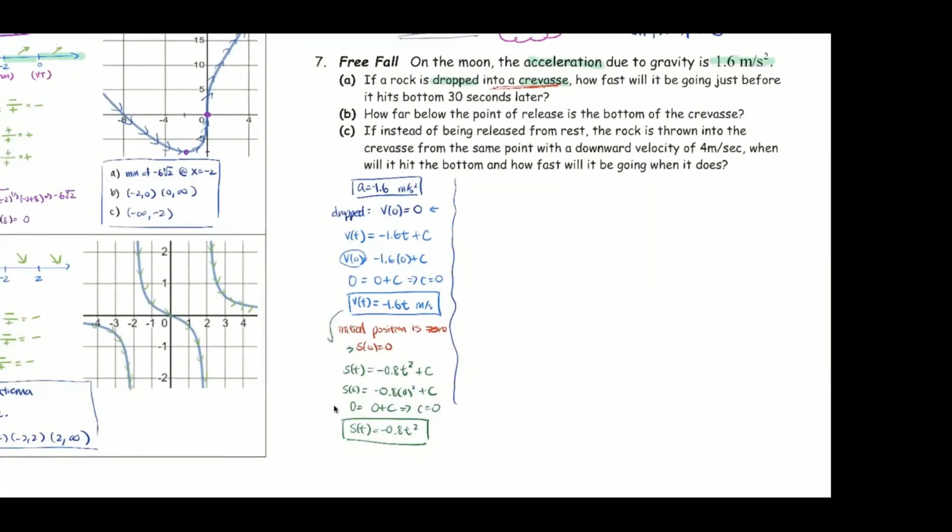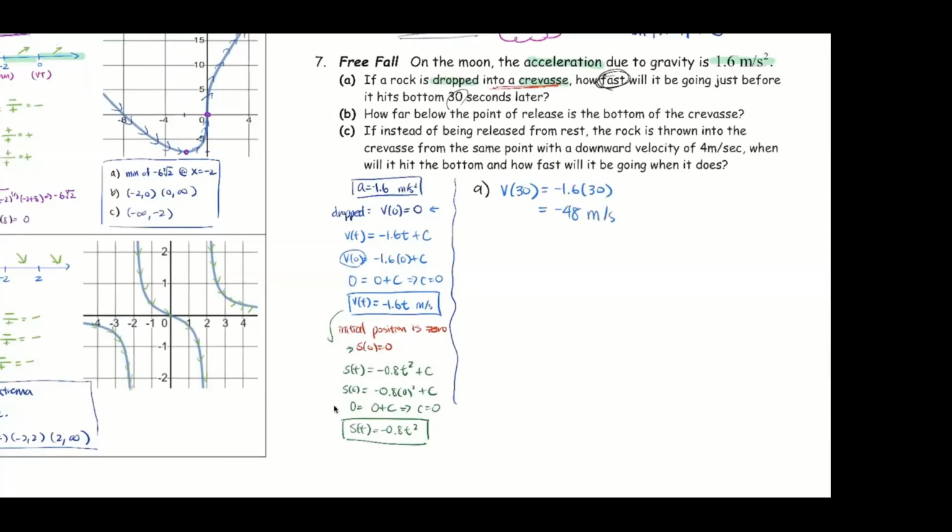This is now asking the question: how fast will it be going just before it hit the bottom 30 seconds later? So how fast, meaning what's the velocity, 30 seconds later? Okay, so that means I'm looking really for V of 30. I'm plugging in 30 into my function because it's the speed of it. All right, so V of 30 is negative 1.6 times 30. That gives me negative 48 meters per second.